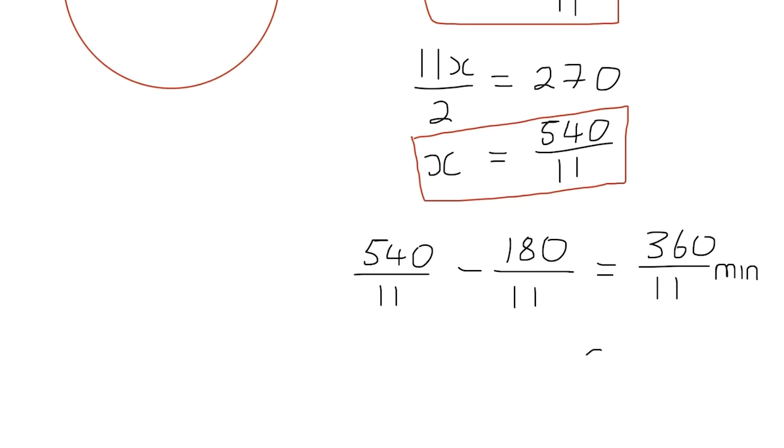If you want, which is about 32, and the remainder will be 8 over 11 minutes. So just above 32 minutes, the two hands of the clock will be about 90 degrees from each other.